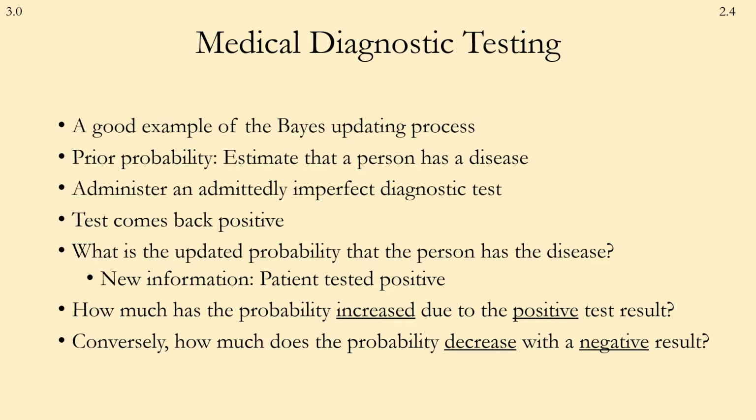And we're going to administer what we call an admittedly imperfect diagnostic test. We're going to get to that in a minute. And the test is going to come back positive. And that then leads to the question, what is the updated probability that the person has the disease? Because we have new information. The person tested positive. That's information we didn't have before. So it's a question now of how much has the probability increased due to the positive test result, or we could also ask the question, how much does the probability decrease if the test came back with a negative result?